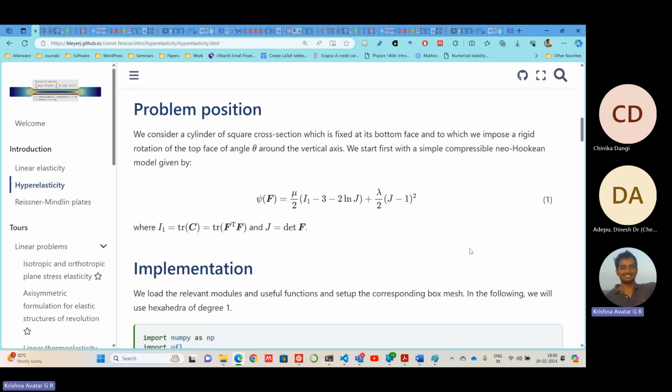So now, just to check whether this energy function is feasible or not: we define that the energy function should always be greater than or equal to 0, and it will be 0 when there is no deformation.